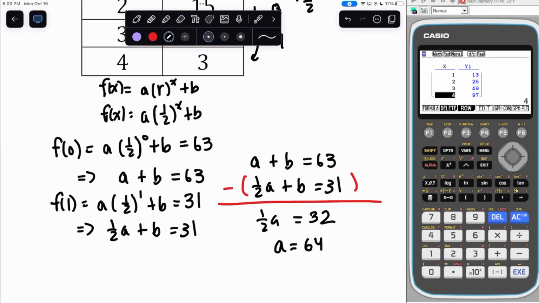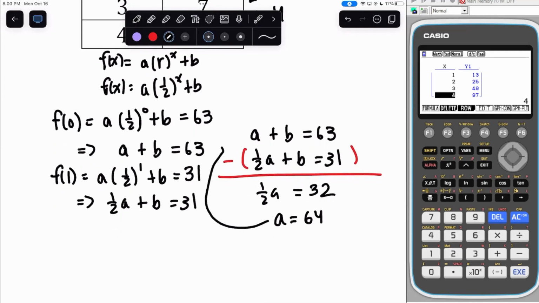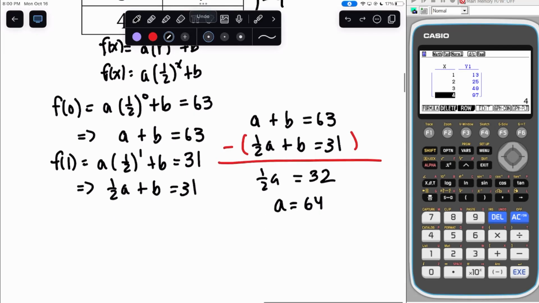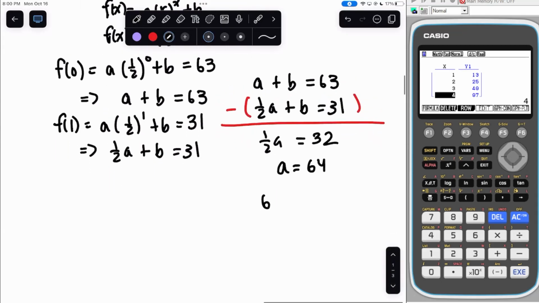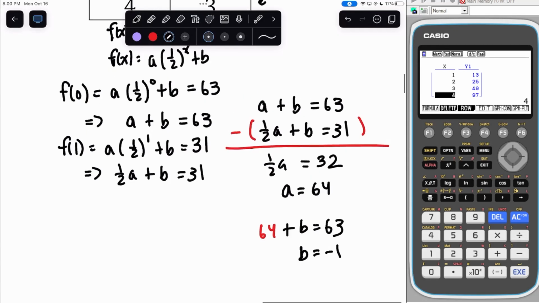Now that I know what a is, I'll take this and re-plug back into one of the equations I derived, and we should be able to solve for b. I'll pick the first one here. So I'll say 64. Let me do a different color to know that I'm plugging stuff in. 64 plus b is equal to 63, right? Right now I'm just plugging into this equation here. And solving for b, I get b is equal to, what was that, negative 1? Really? Okay. Not so bad. I think that kind of makes sense. Yeah, it should be negative 1.